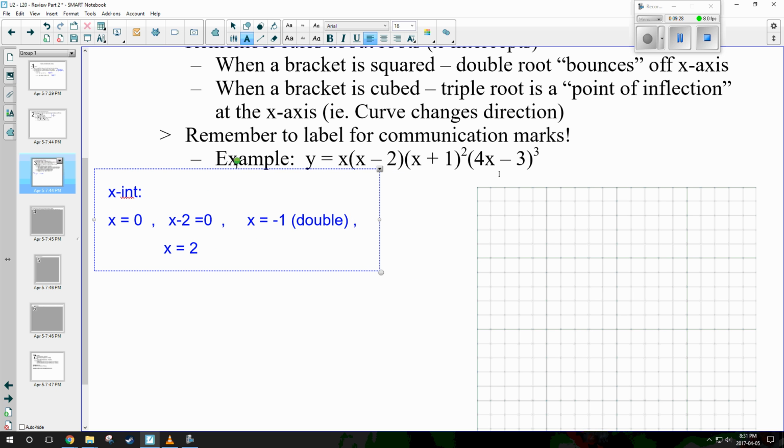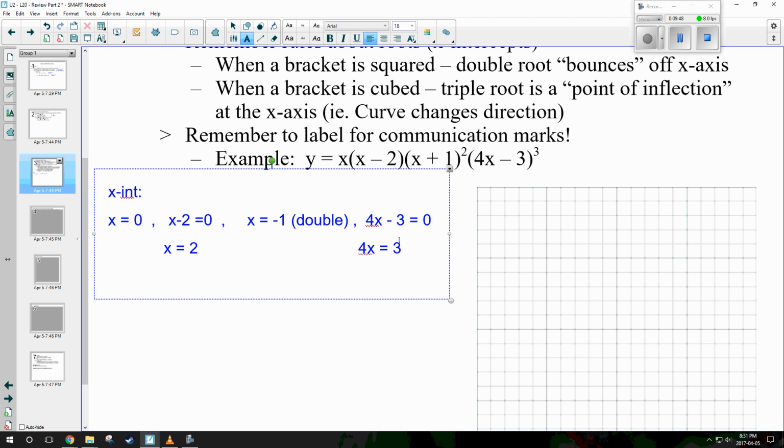And then our last one, 4x minus 3. We'll have to do some rearrangement for this one. So we bring the 3 over to the other side of the equal sign first, which means that it becomes a positive 3. And then to get x all by itself, we have to get rid of that 4, so we have to divide by 4. We get that x is equal to 3 divided by 4, or the decimal of 0.75.